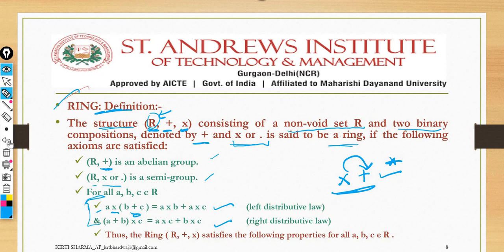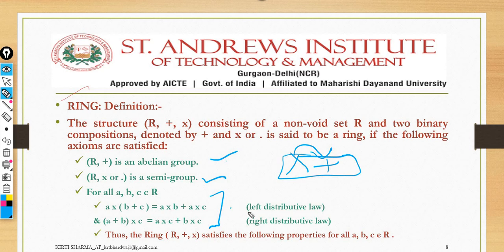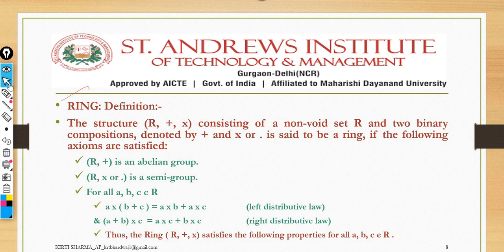So if any structure satisfies all 3 conditions, first R should be an abelian group under the addition, R should be a semi group under the multiplication, and it should be distributive, multiplication over the addition symbol. It could be left distributive or right distributive. All these three conditions must be satisfied to prove that it's a ring. So it was all about the ring. Some basic concepts and subtopics regarding ring are there that we will study now.